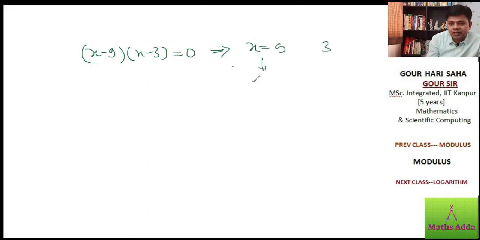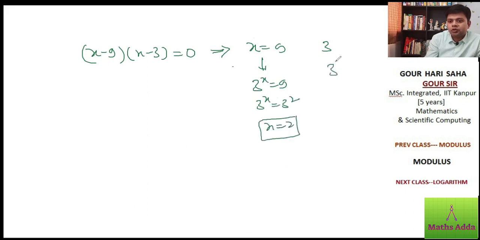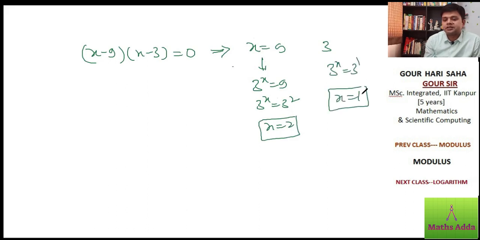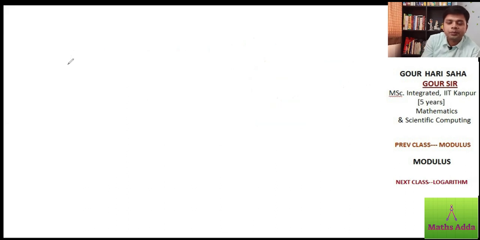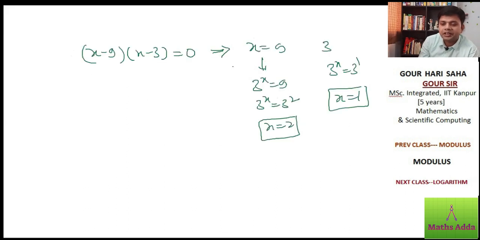When t is equal to 9, 3 to the power x is equal to 9. It is 3 to the power x equal to 3 to the power 2, x is equal to 2. One answer. Then 3 to the power x is equal to 3, that is 3 to the power 1, x is equal to 1. So two answers. So this is how we will be solving exponential equations. Now let us move to the next part, that is exponential inequality.